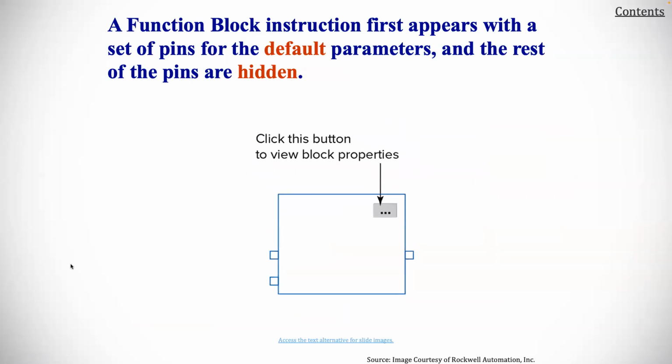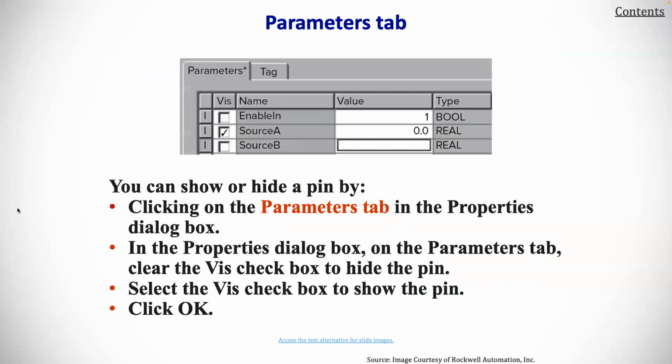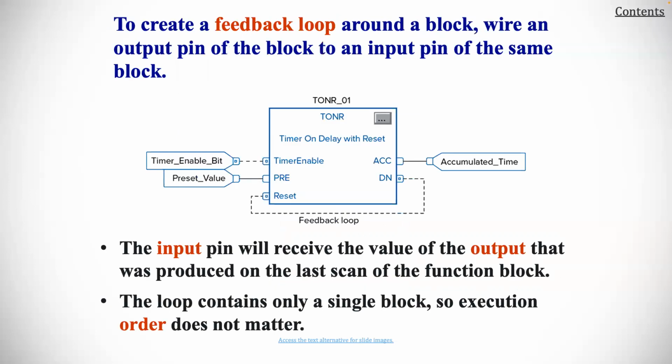A function block instruction first appears with a set of pins for a default parameter, and the rest of the pins are hidden. Here is just the parameter tab. If you were actually playing with the software, you can click on the programming tab in the properties dialog box. On the parameters tab, clear the viz check for the hidden pin, and select the viz check in the box showing the pin. These are all things that are available.